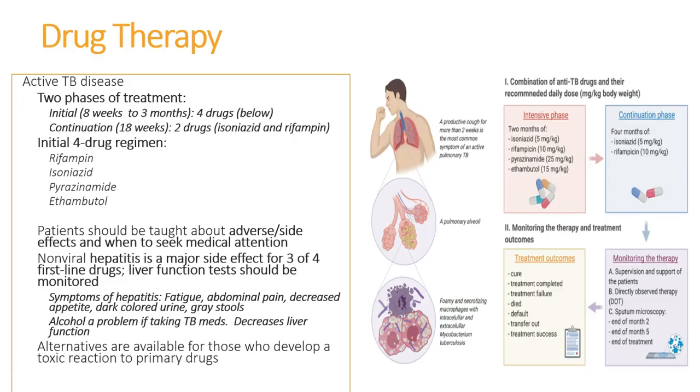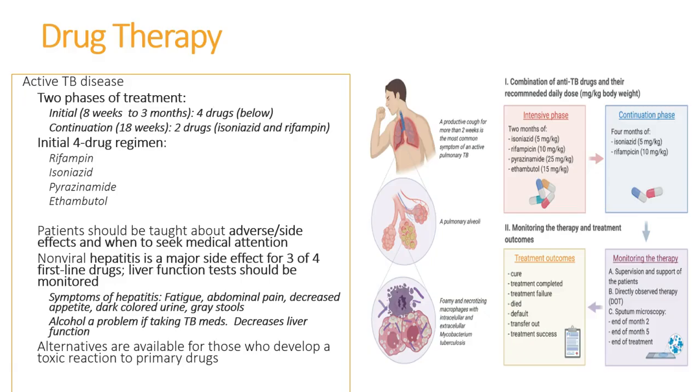So what is the intensive phase treatment? Well, it's going to be 4 drugs, and I want you to remember it by RIPE. R for rifampin, I for isoniazid, P for pyrazinamide, and E for ethambutol. The goal is basically to use all of these 4 drugs within the first 8 weeks to 3 months, and it basically reduces the bacterial load to prevent transmission from occurring. You need to understand these 4 different drugs, okay?